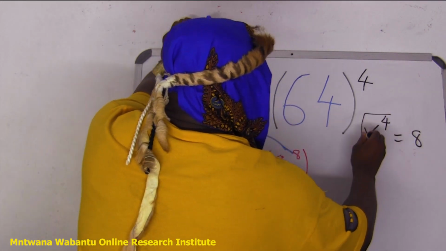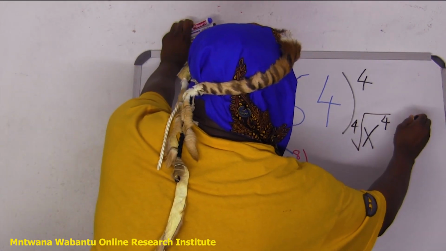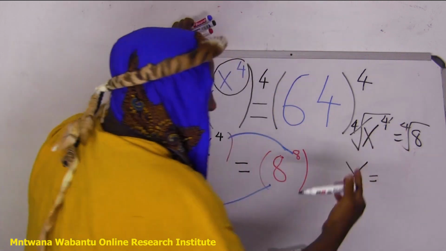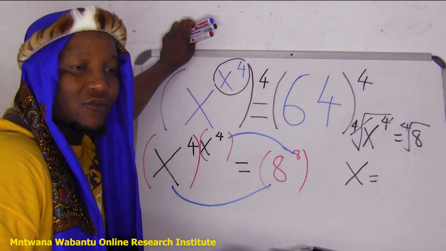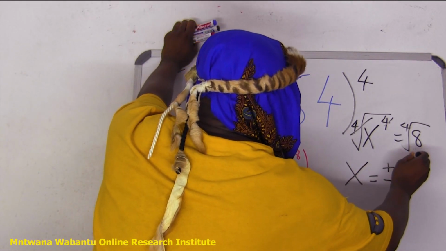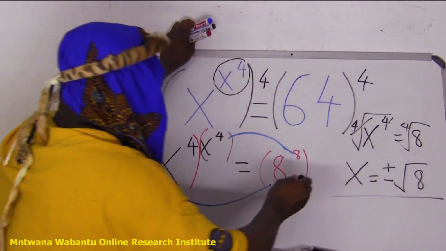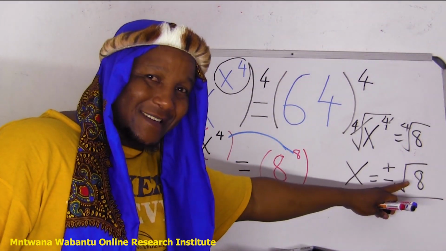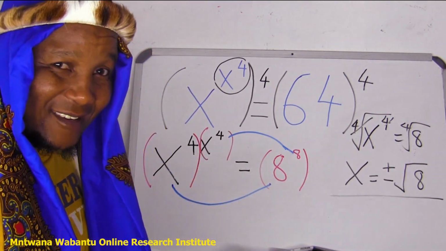So the next thing is the 4th root of both sides. This and this cancel. So x equals, since this is an even root, when it's an even root, you must have a plus or minus. It must be plus or minus, and then square root of 8. So this is our final answer. The value of x, excuse me, is plus or minus square root of 8. Okay, that's our final answer.